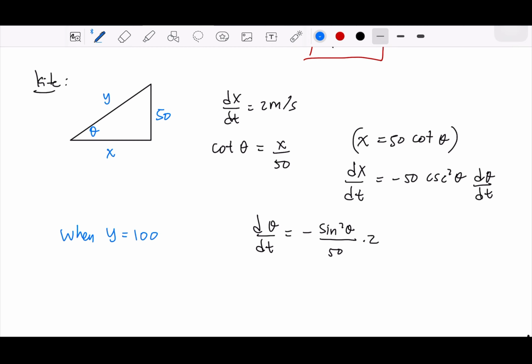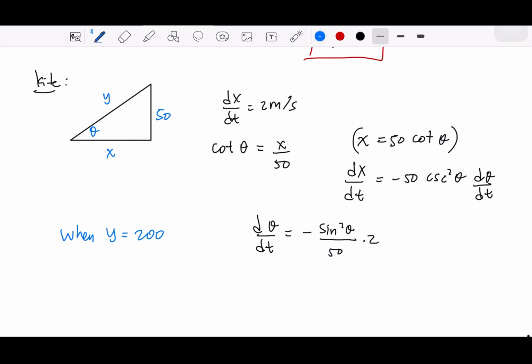But your question says y is 200, right? It's supposed to be 100. Really sorry for that, because I'm using two different textbooks. One is using feet, which is 200 feet. The other one is 100 meters. But actually it's the same question, so I mixed up the numbers.